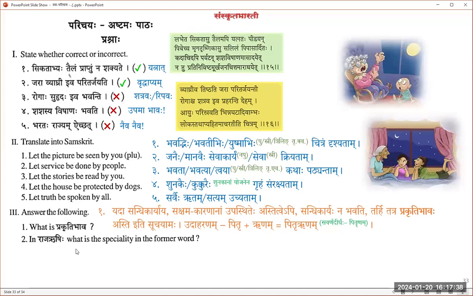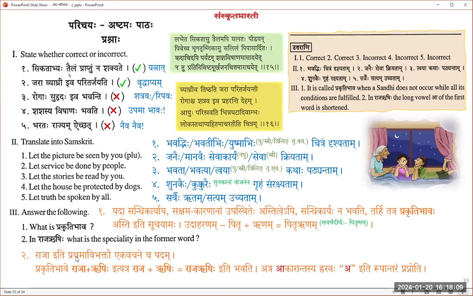In Raja Rishi, what is the speciality in the former word? Anybody wants to volunteer? Pratama Vibhakti. No. What is the speciality in the former word in Raja Rishi? Prakriti Bhava. Shortened. Yes. Raja has become Hrasva Akara after Prakriti Bhava. That is the speciality. Dirgha is becoming Hrasva after Prakriti Bhava. That is the speciality. Well said.